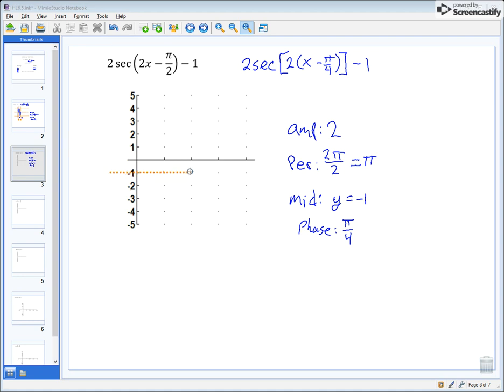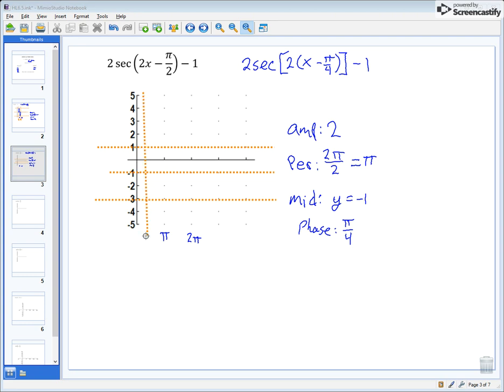We have a midline of -1. We have an amplitude of 2. So that's 2 in each direction from the midline. We have a phase shift of right pi fourths. So let's label our graph again. If we call this pi and 2 pi, leave those in blue. So this one is pi, this one is 2 pi, which means we're going to shift our function to the right a fourth of pi.